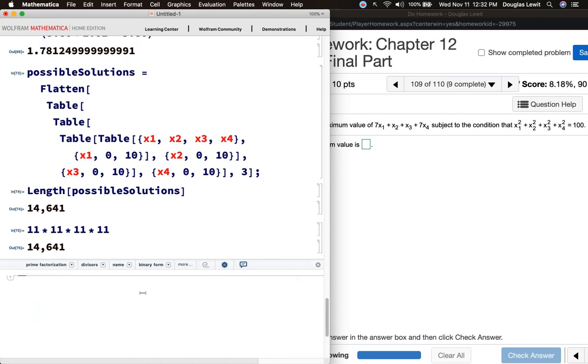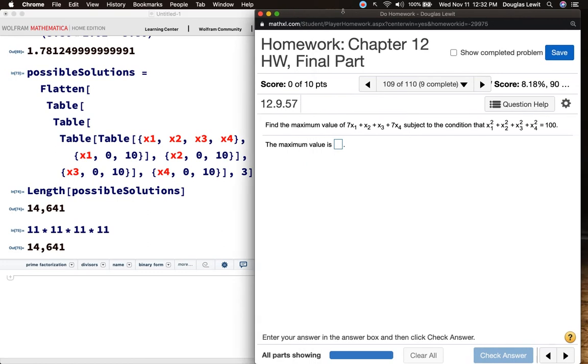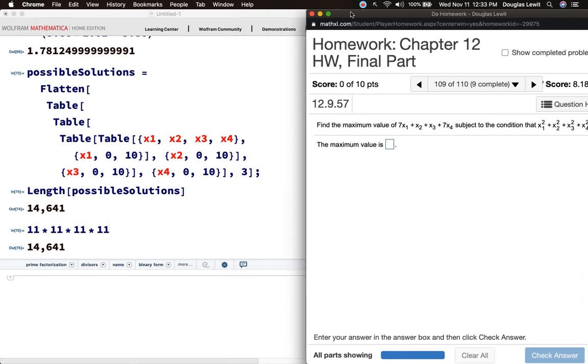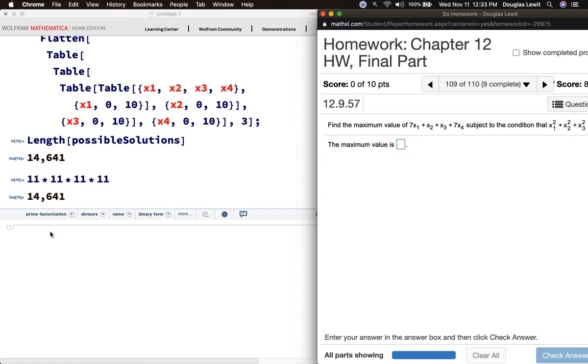So the next step that I want to do is filter out only those values where the first number squared plus the second number squared plus the third number squared plus the fourth number squared is actually equal to 100, because that is the constraint.